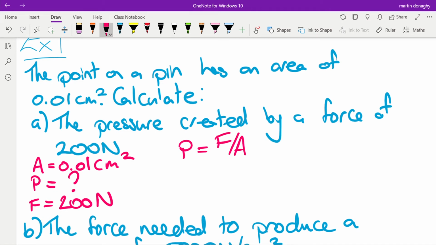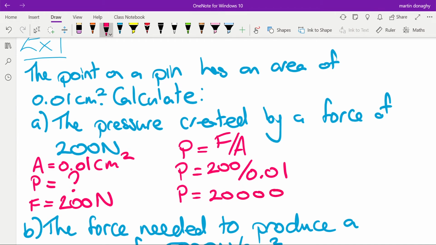We then put in our values. We don't know P, so we'll leave that as P. We do know F, we do know A. You type that into your calculator and it will give you 20,000. And then we look at the units of the things we put into our equation. So we had force in newtons and it was divided by an area in centimeters squared. So our unit for pressure is newtons per centimeter squared.